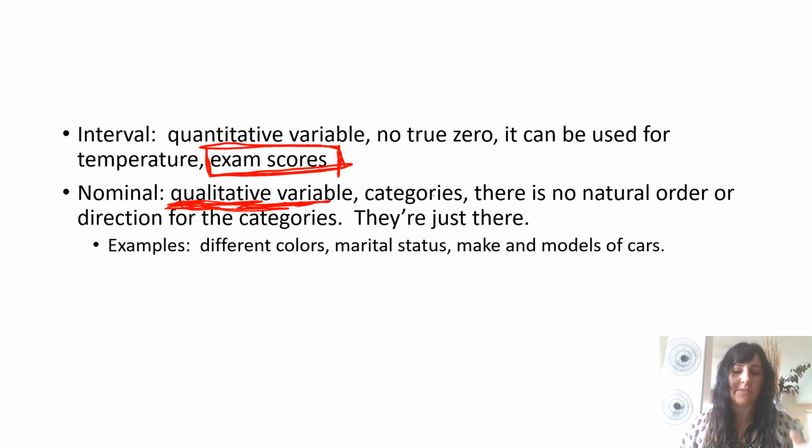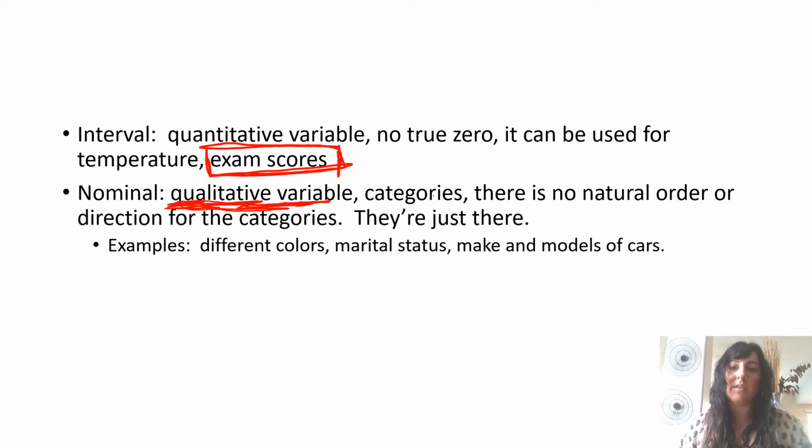So yeah, different colors, if you just have red, blue, black, yellow. If those are the colors you're looking at, those are categories, but there's no natural order to them. There's no big to small or anything like that. Whereas in an ordinal variable, there could be big to small, small to big. There could be something related to time, like this comes first, this comes next, and this comes next after that. So there could be a natural order to it.